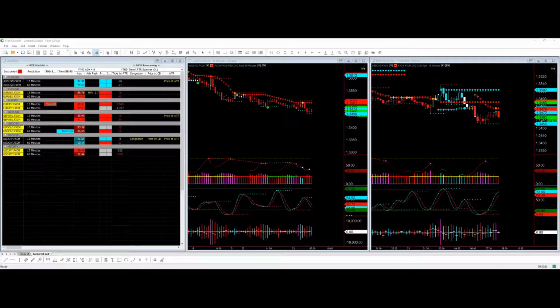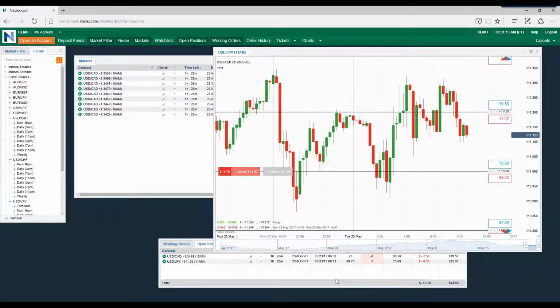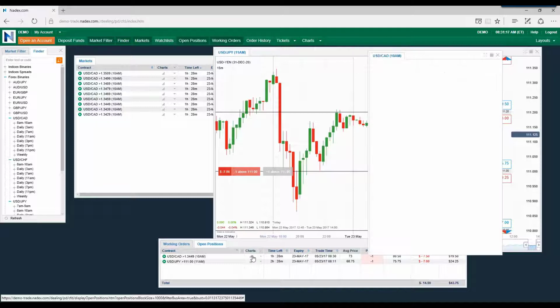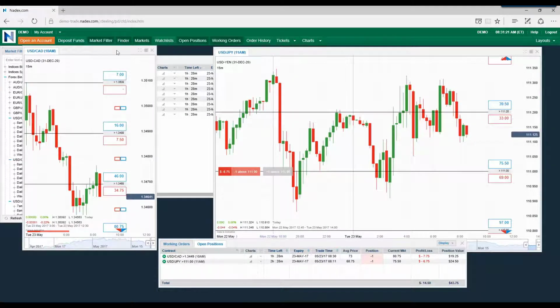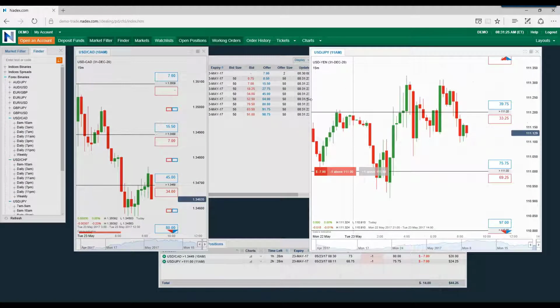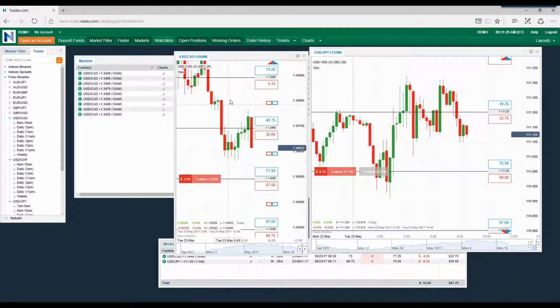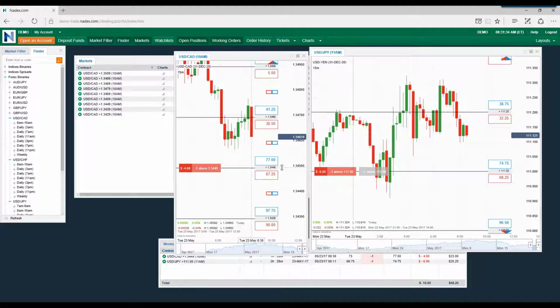The U.S. CAD is not my favorite by any stretch of the imagination. 3465. You have to go down to 3449. It only has $27 of risk. I don't like the volume on this one. Let me change my screen again. So this is the USDJPY, and this is the US CAD. So you're out at 34.49.